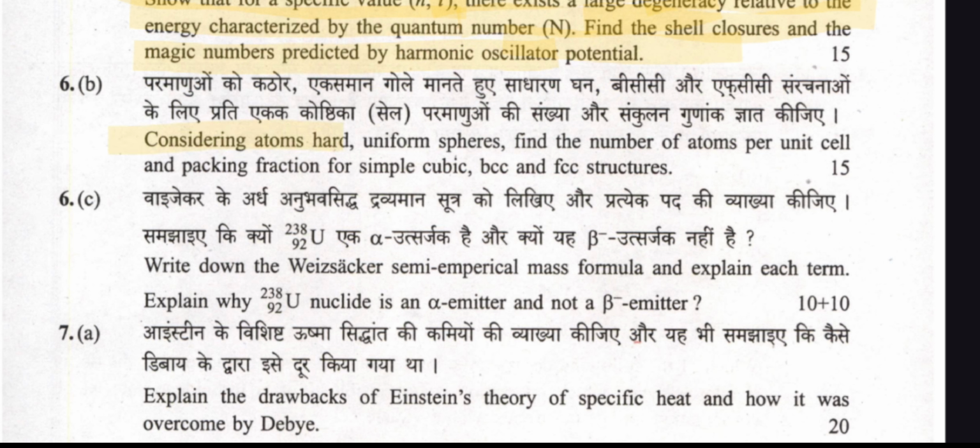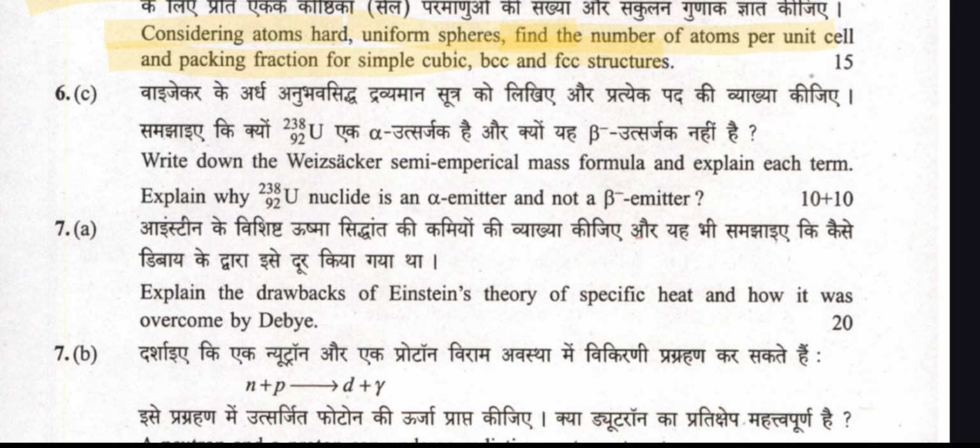Consider atoms as hard uniform spheres. Find the number of atoms per unit cell and the packing fraction for simple cubic, BCC and FCC. This is the solid state part. And question number 6c is, write down the Weizsäcker semi-empirical mass formula. Explain each of the terms. Explain why uranium-238 nuclide is an alpha emitter and not a beta emitter.